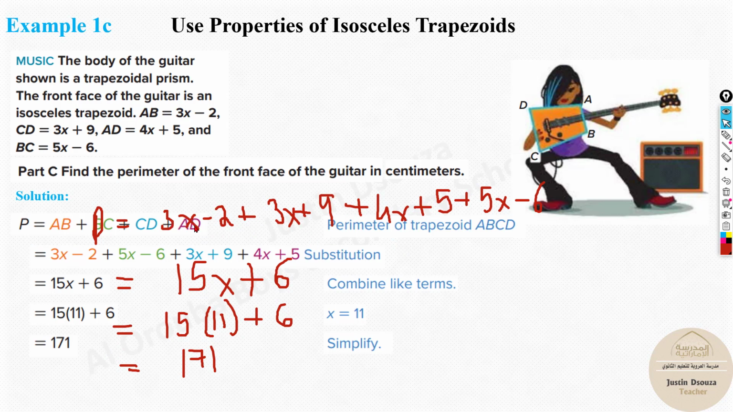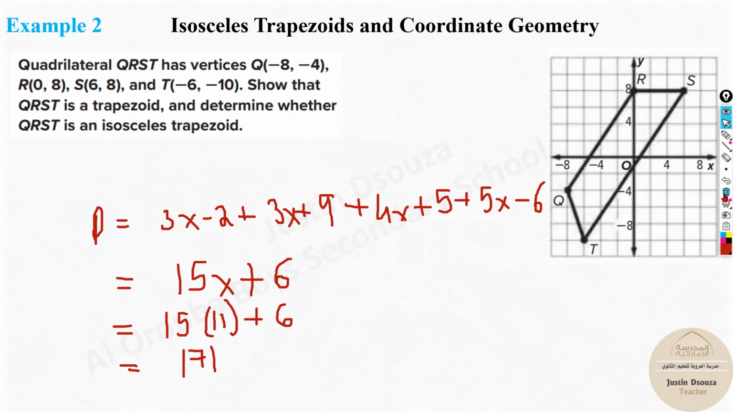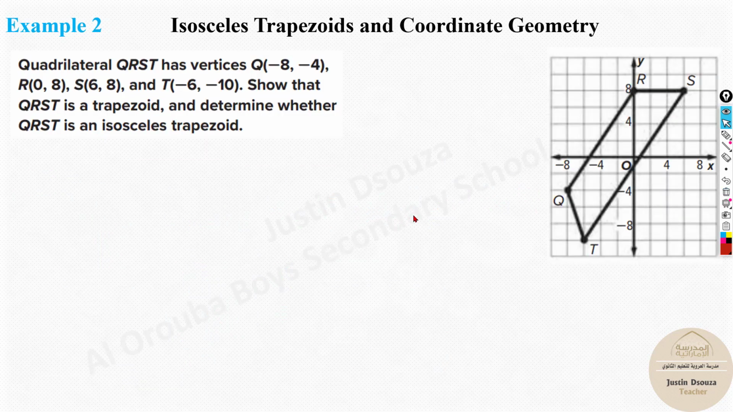So this is how you can easily solve it. Because the x value is known to be 11, just substitute the 11 and then solve it. As easy as it gets. So this is the answer for the perimeter. Now then, we will see another problem.